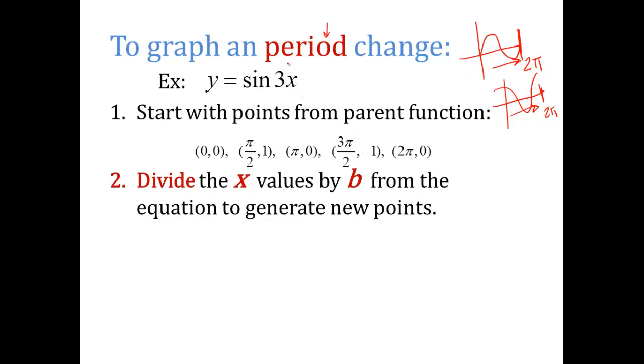So what we're going to be seeing in the equations today is a period change because there's going to be a value for b there. First, you want to start with the parent points of the parent function. So here are my points from the sine function. And here's mechanically what I'm going to do. I'm going to divide. Notice it's divide, not multiply. Divide the x values today by b from the equation to generate my new points. So catch it. It's dividing x by b. That's the big deal today. So catch that, and we're going to try some examples.